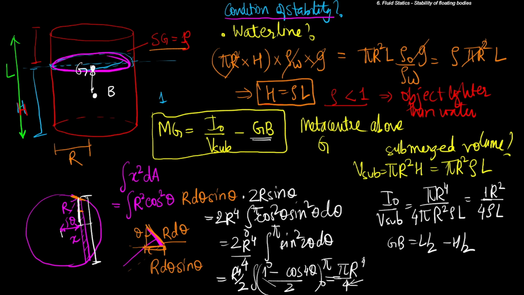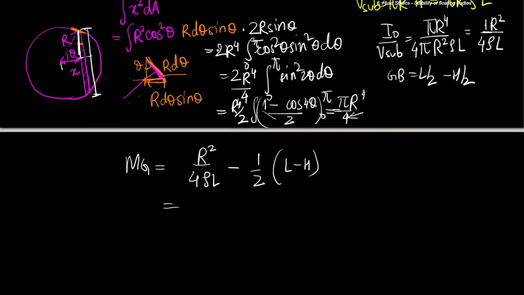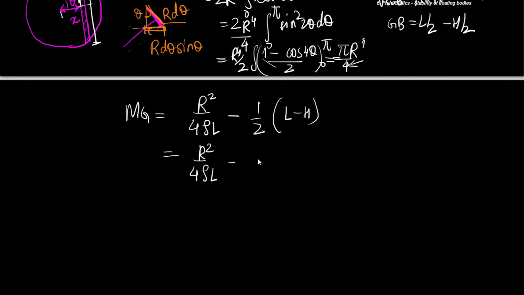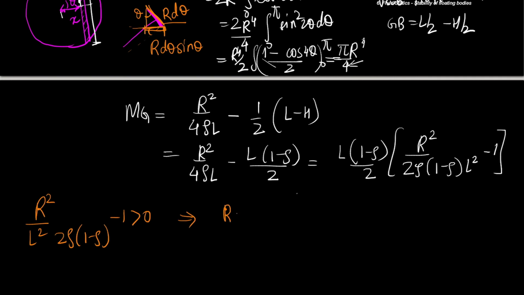Okay. So now let us substitute everything in the expression for MG. So this is r to the power 2 divided by 4 rho L minus 1 upon 2 times L minus H, and this becomes equal to r square upon 4 rho L minus, so now H is rho L, so L becomes common, this becomes 1 minus rho upon 2. So let us take L times 1 minus rho upon 2 outside, this becomes L times r square by 2 rho times 1 minus rho L square minus 1. So for this to be larger than 0, we have r square upon L square times 2 rho times 1 minus rho minus 1 greater than 0. This implies r upon L greater than square root of 2 rho times 1 minus rho.